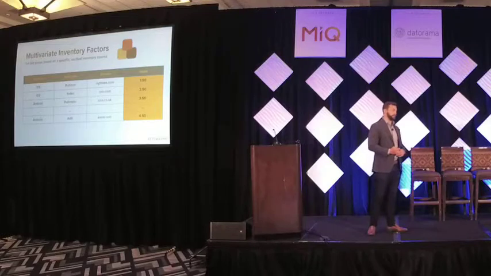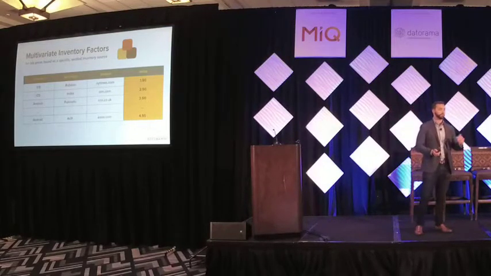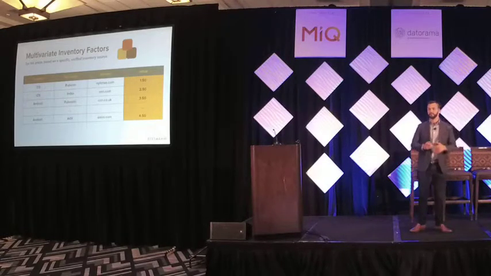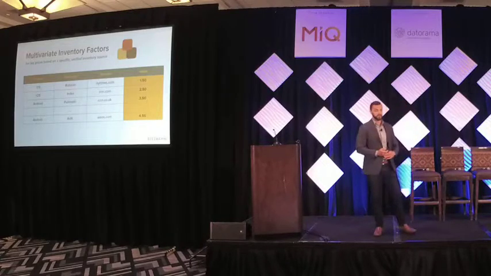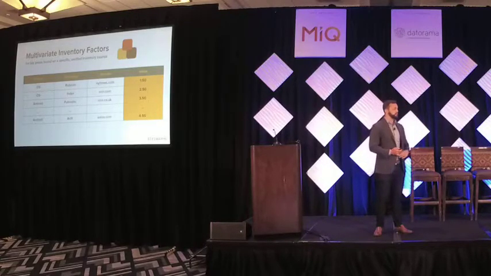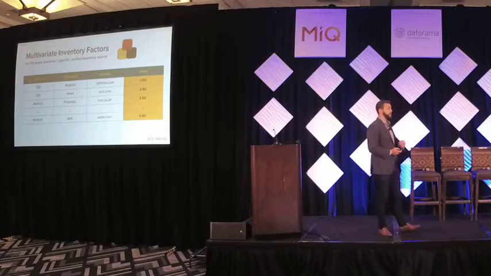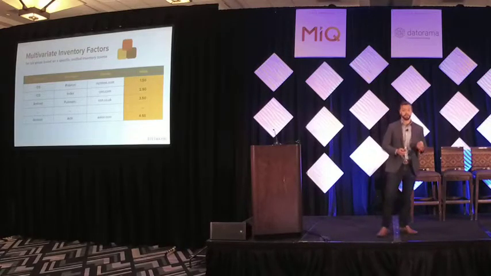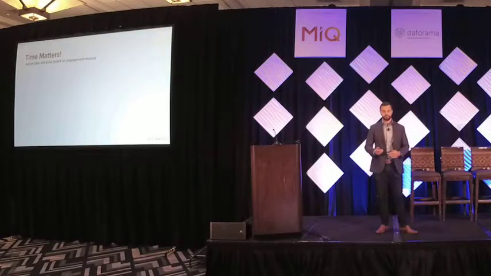Multivariate inventory factors. Even something as simple as looking at one publisher coming from one exchange versus a different exchange can have a massive impact on the value of that individual ad opportunity for a variety of different reasons. When you factor in all the other inventory factors like the operating system, the device type, you can pick up on really powerful patterns that allow you to understand what the context is that user is seeing your ad in. And then you've got the time factor.